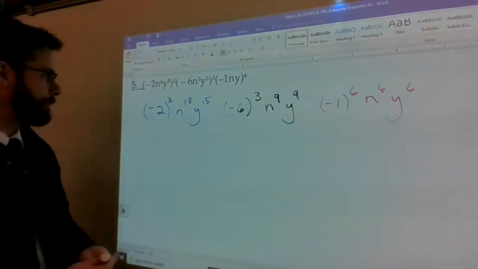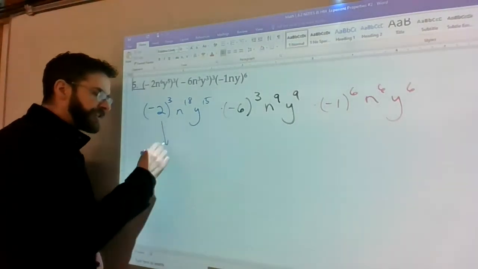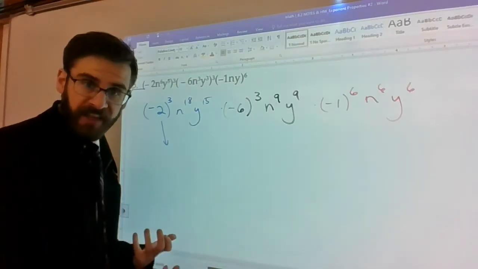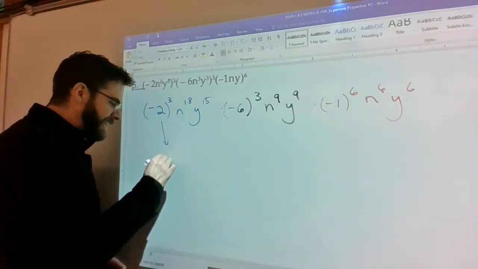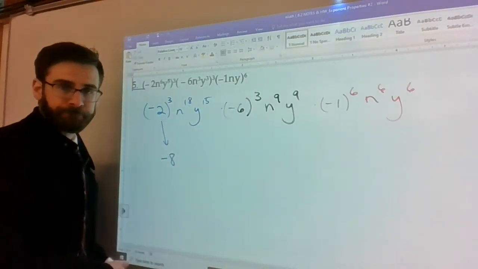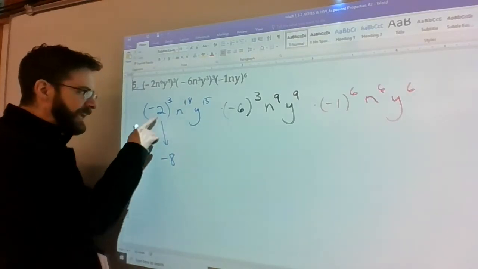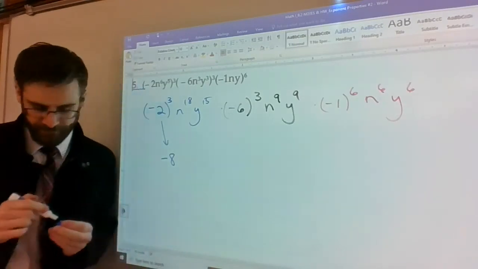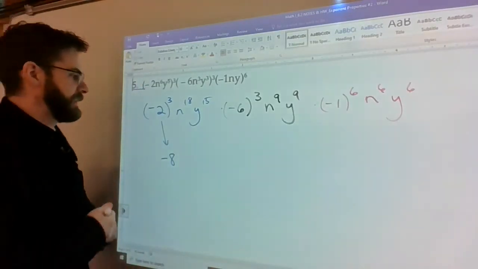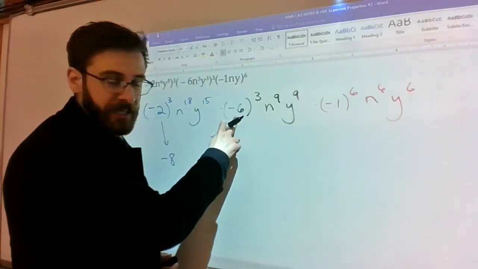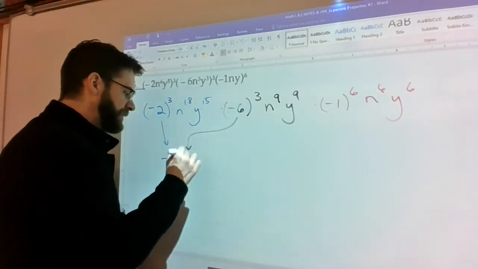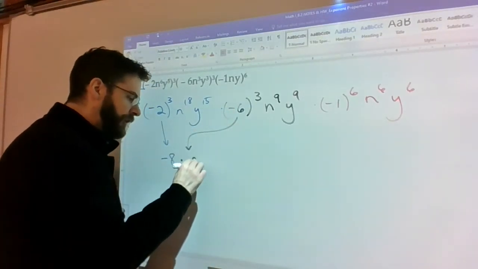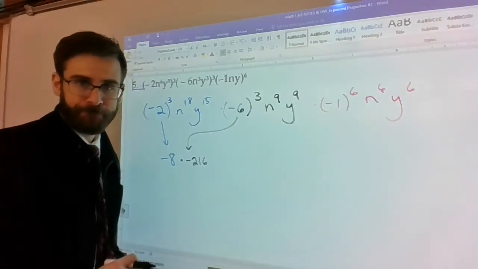Okay, so now, negative 2 times itself 3 times. If you plug that into the calculator, it's going to give you negative 8. Okay? A negative taken to an odd power will always be negative. Negative 6 times itself 3 times is going to be negative 216.